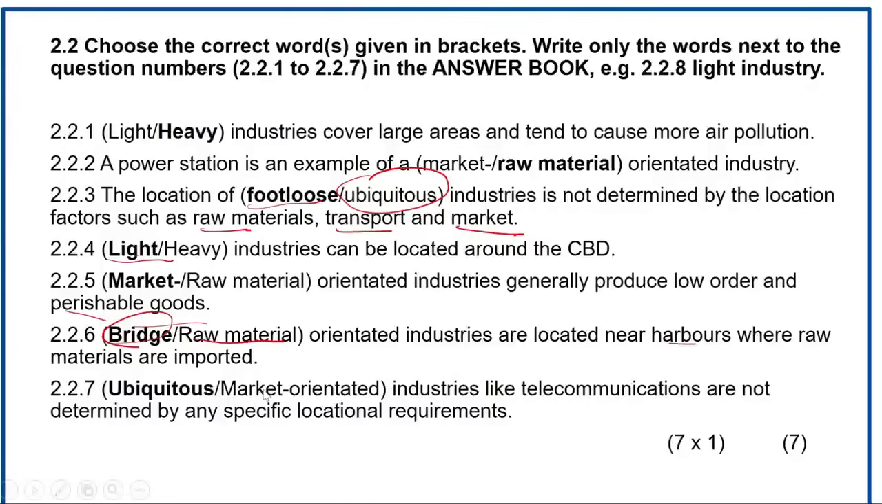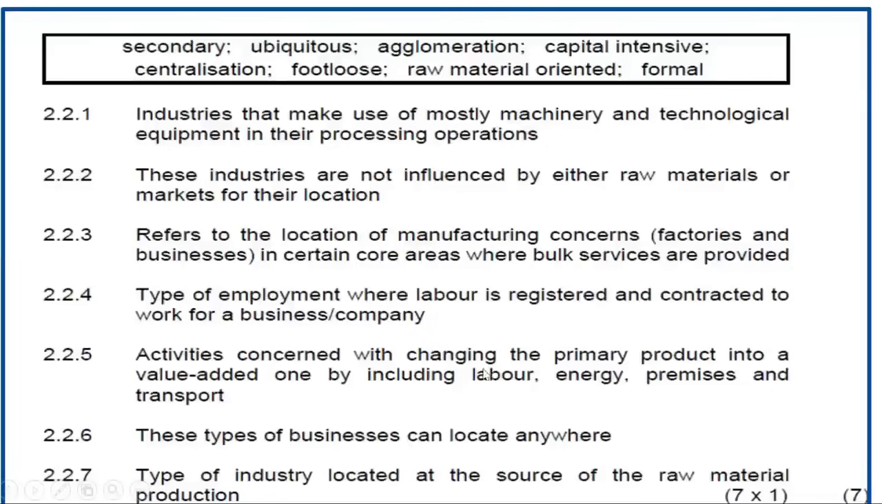Ubiquitous or market orientated industry like telecommunications are not determined by any specific location requirements. So it cannot be market orientated because market orientated is influenced by something specific there. The specific that influences market orientated is the availability of customers or the market. But ubiquitous industries like telecommunications are not determined by any specific location requirements.